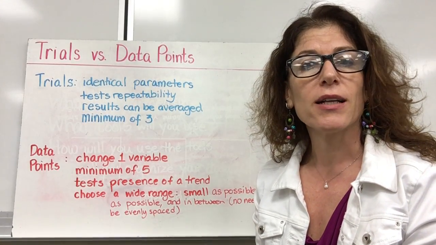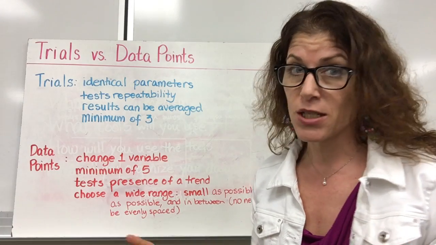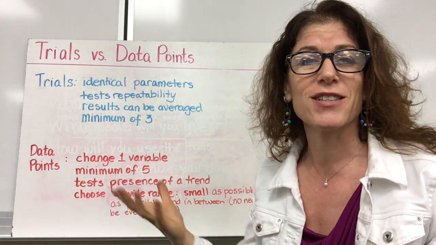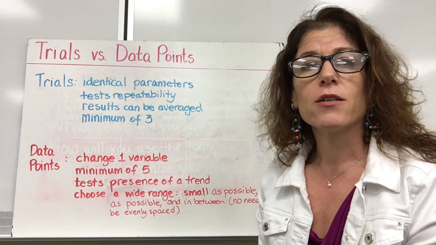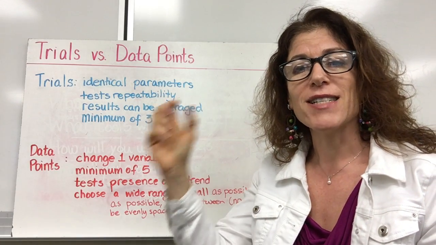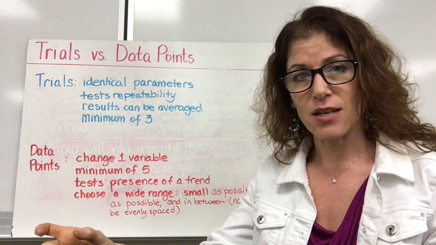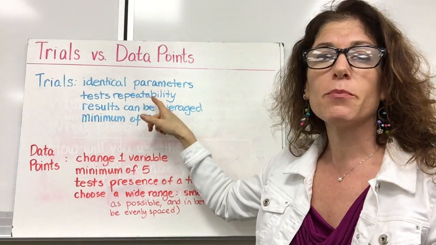What's the difference between a trial and a data point? A lot of people don't understand the difference, so I want to make sure you're clear. It's pretty simple, actually. It's just words, right? It's just definitions. And this has to do with the lab, right? Trials are repeated tests that are identical to previous testing, right? So we're really testing the repeatability of a measurement.